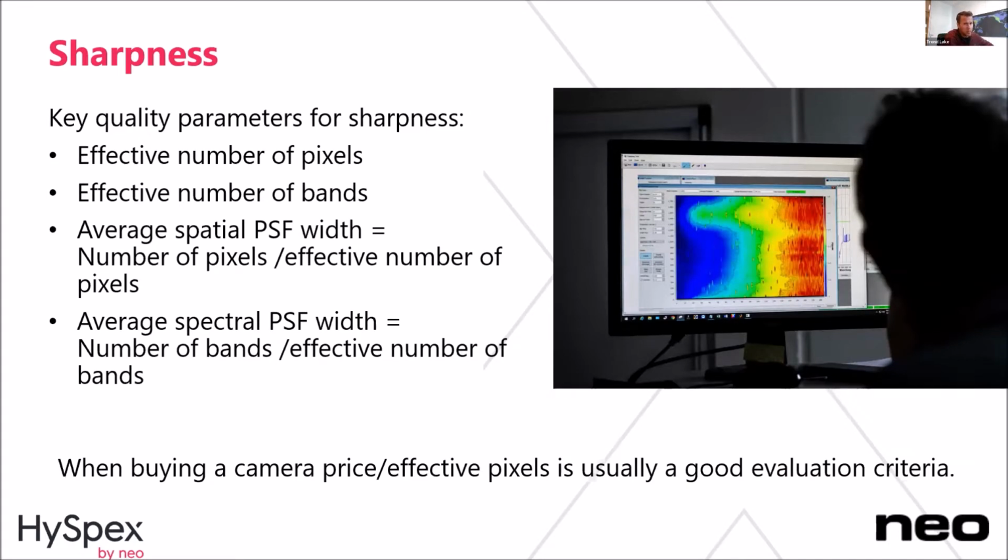So the effective number of pixels and effective number of bands is something that should be mentioned in a datasheet or in a test report, like we supply with our cameras.